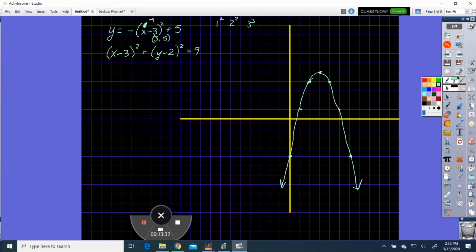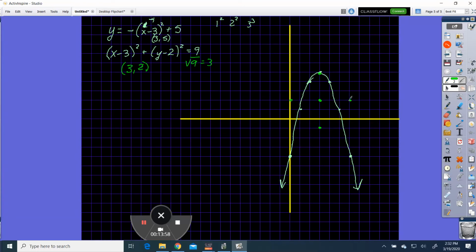Now the next one, this is a circle. It doesn't have a fraction. It's a squared on both the x and the y, and it's a plus between them equals a number. So my center is at 3, 2, opposite of the sign inside. So I go right 3, up 2. Square root of 9 is going to be my radius, so that's a radius of 3. So there's 3 there, 3. I go 3 away from the center.